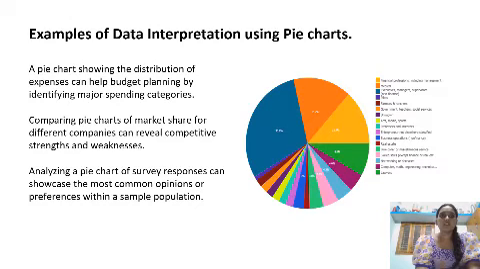Examples of data interpretation using pie charts. A pie chart showing the distribution of expenses can help budget planning by identifying major spending categories. Comparing pie charts of market share for different companies can reveal competitive strengths and weaknesses. Analyzing a pie chart of survey responses can showcase the most common opinions or preferences within a small population.